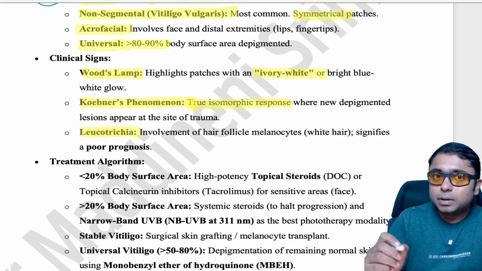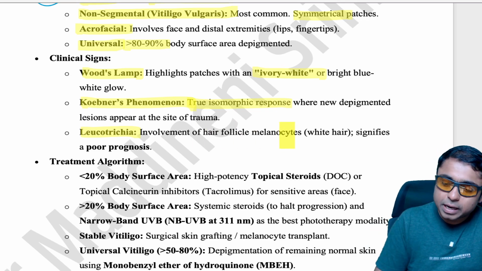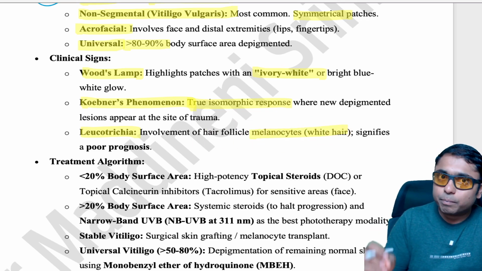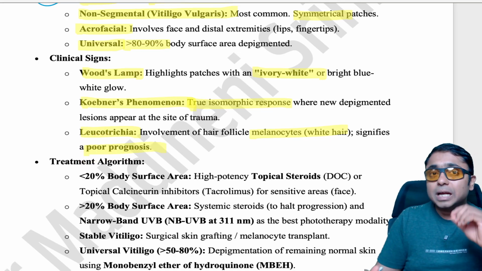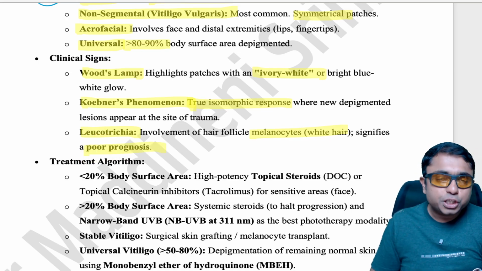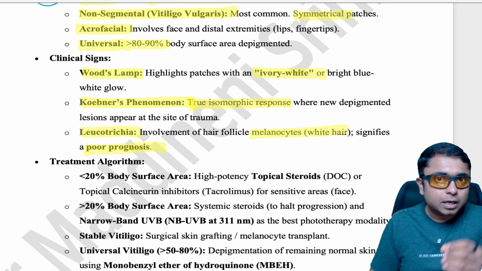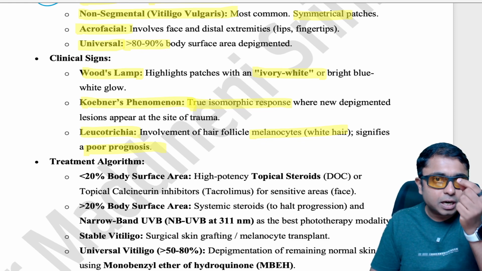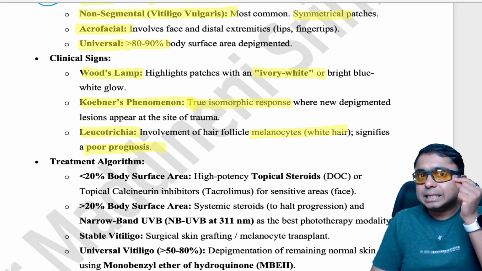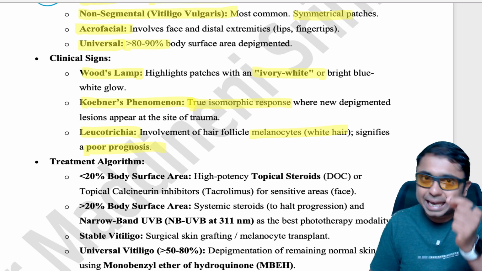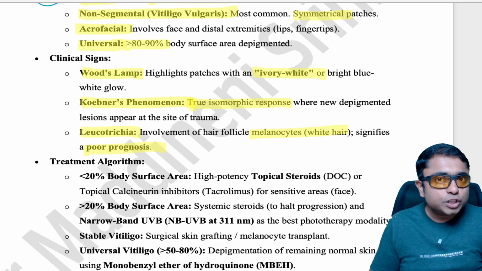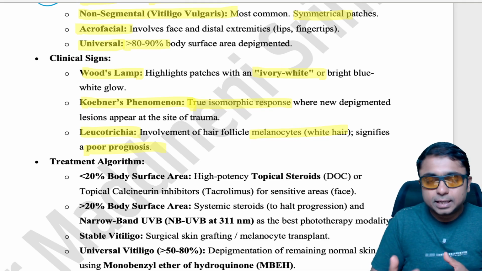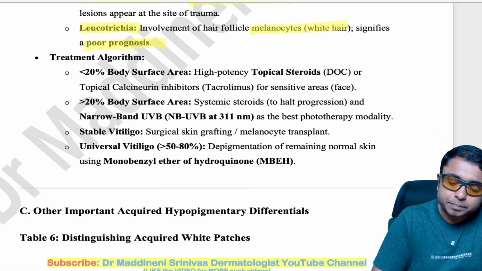Leukotrichia, remember the hairs are also going to be affected in these patients, where white hair is produced, and these patients are going to have a poor prognosis because repigmentation of the skin can occur because of the melanocytes which are safely present in the normal black hair. But because these patients are having white hair, there are no melanocytes which can produce repigmentation of the skin, so poor prognosis is there.